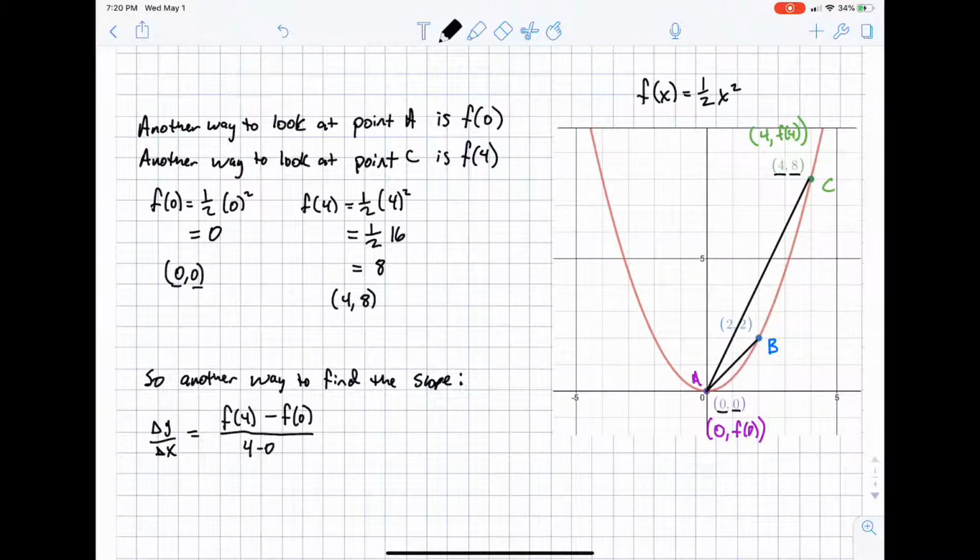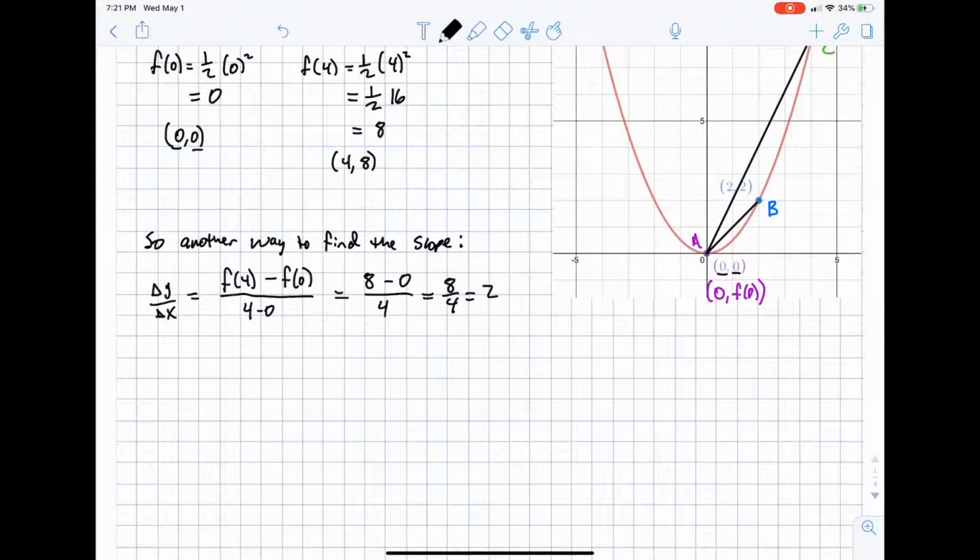Now notice if we wanted to go ahead and calculate with those numbers, what did f of 4 equal? Well, that was 8. What was f of 0? It was 0. And then 4 minus 0 is 4. So again, we end up with 8 over 4, or 2. And so you notice that that matches up exactly with the slope we got previously.